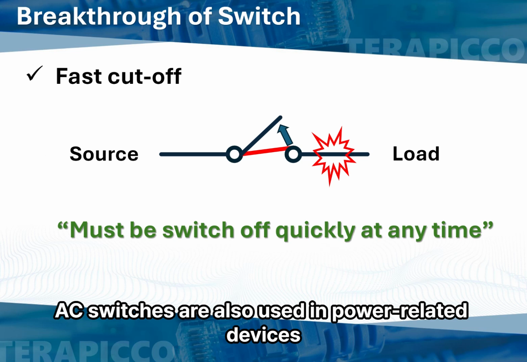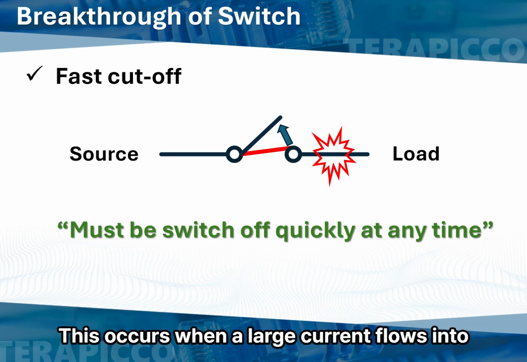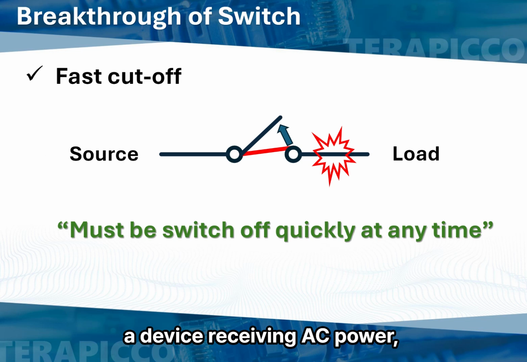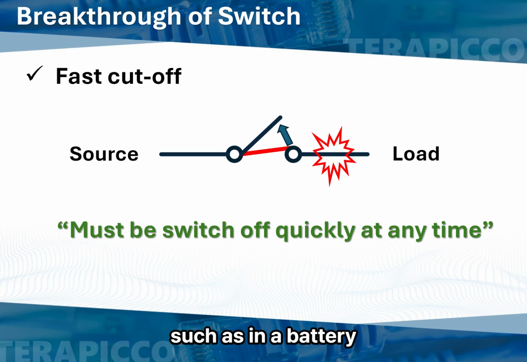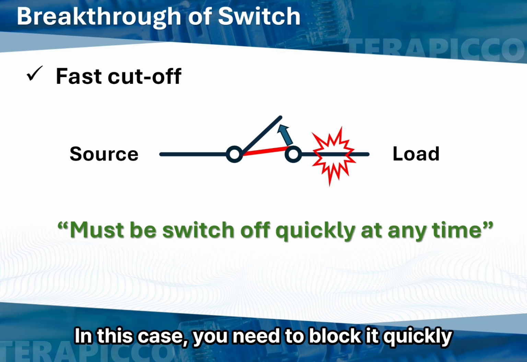AC switches are also used in power-related devices. This occurs when a large current flows into a device receiving AC power, causing a problem, or when an abnormality occurs due to overcurrent, such as in a battery. In this case, you need to block it quickly.